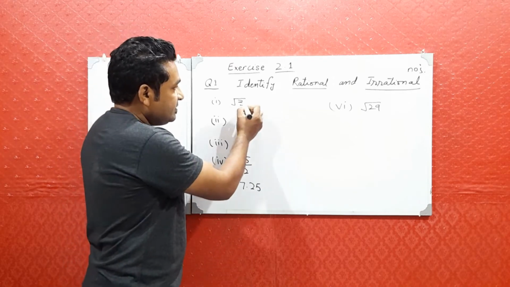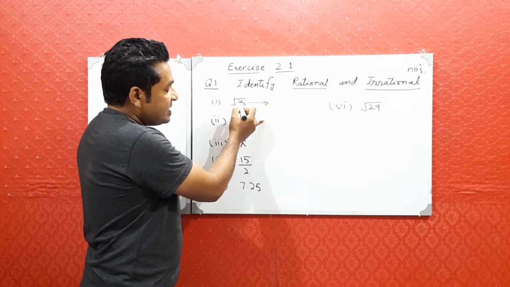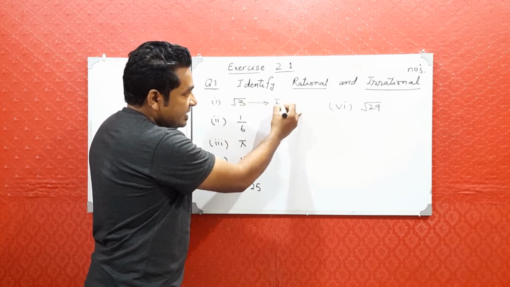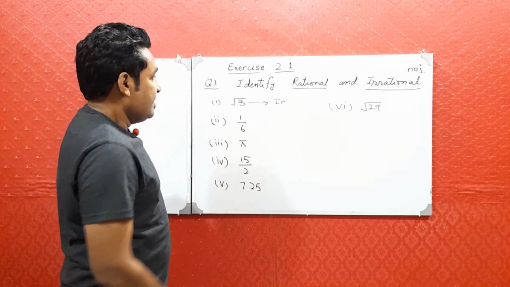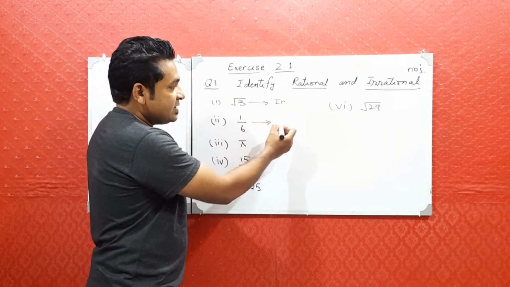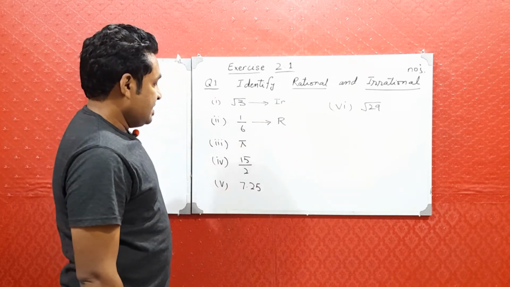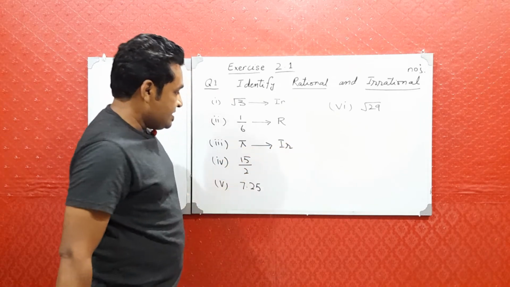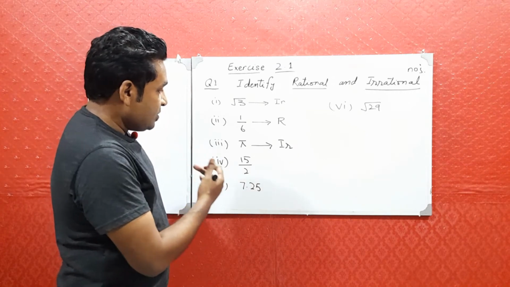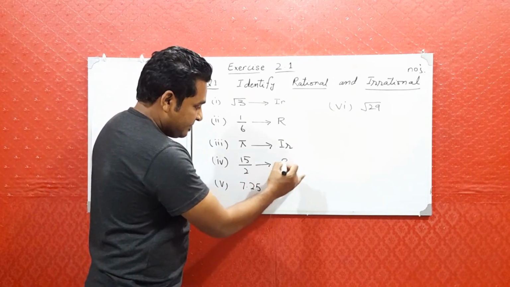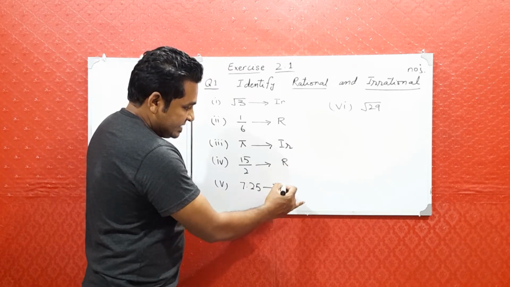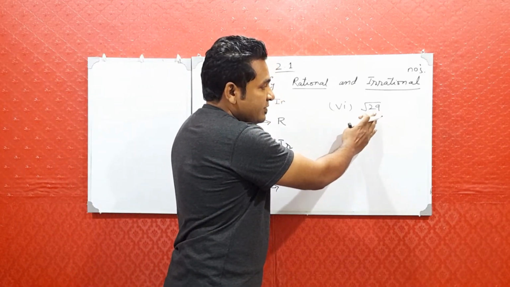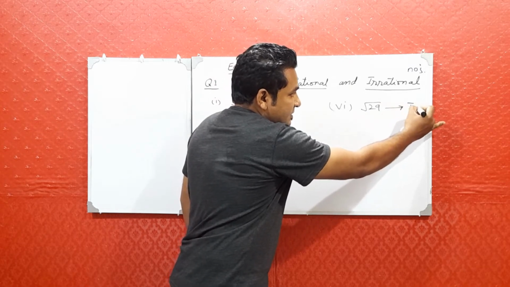You know that square root 3 is not a perfect square number, so that's why it is irrational. 1 over 6 is exactly according to the definition of a rational number, so that's why it is rational. Pi, I told you that it is irrational, and 15 over 2, again it is according to the definition of the rational number, so it is rational. 7.25, I will explain it. Sixth, square root 29 is not a perfect square, so it is irrational.